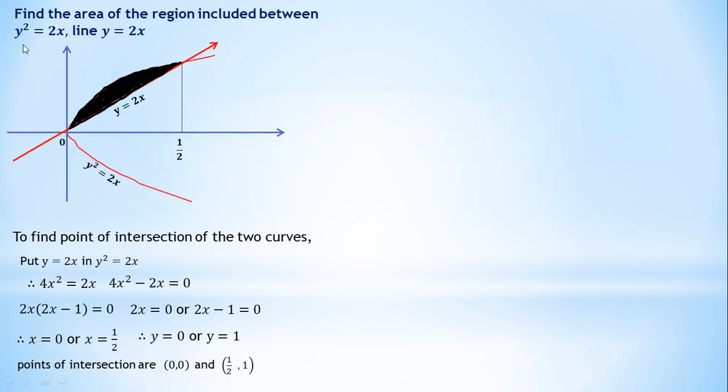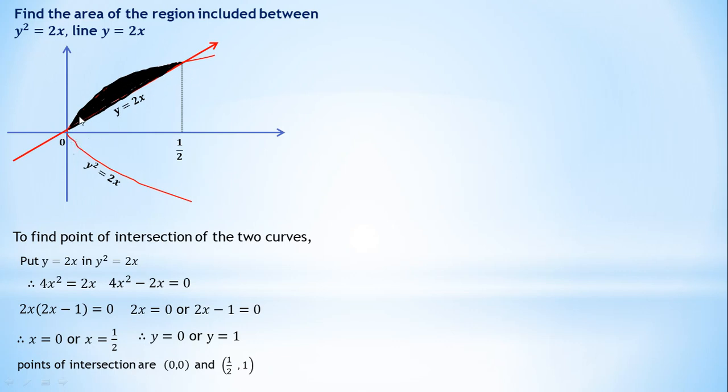As per the nature of this parabola y squared is equal to 2x, it is symmetric about the positive x-axis. This is the parabola which is symmetric about the positive x-axis, where the vertex of this parabola is at the origin, because this is a standard parabola. You can compare this with y squared is equal to 4ax, the standard equation of a parabola. Standard equation means whose vertex is at the origin.